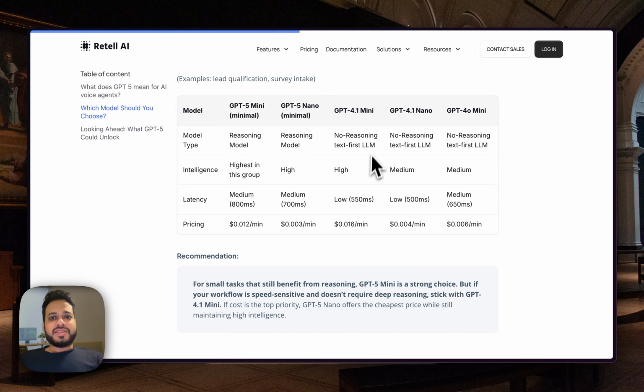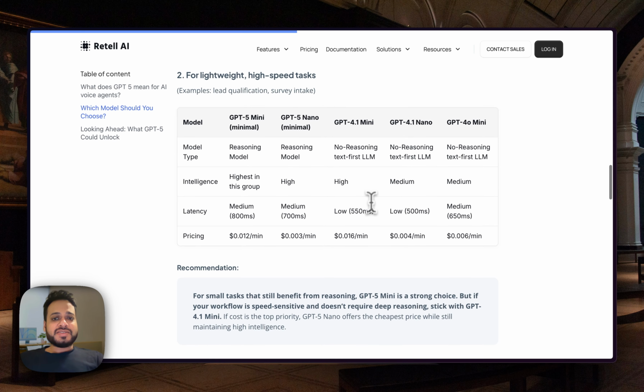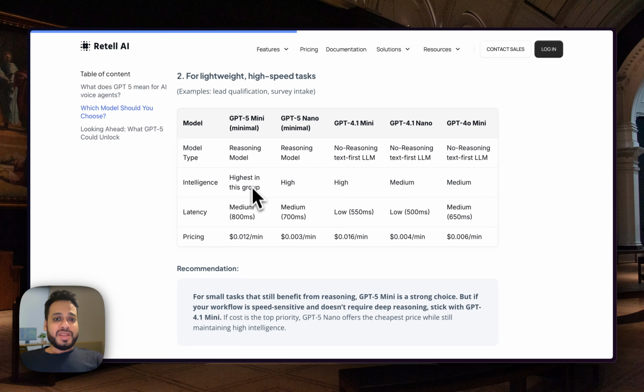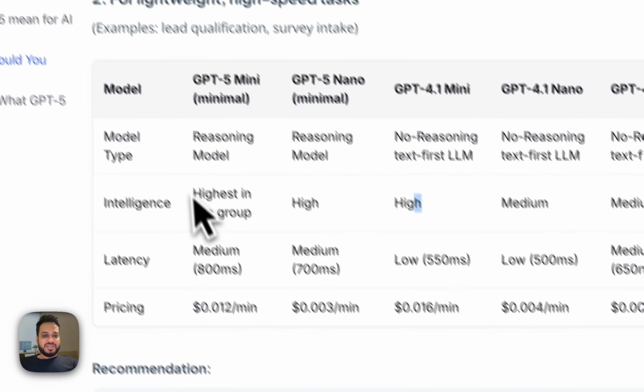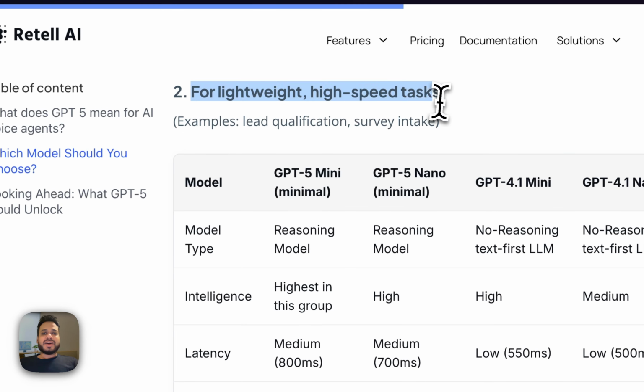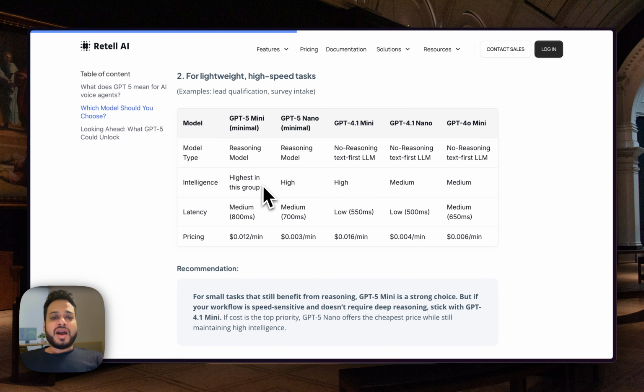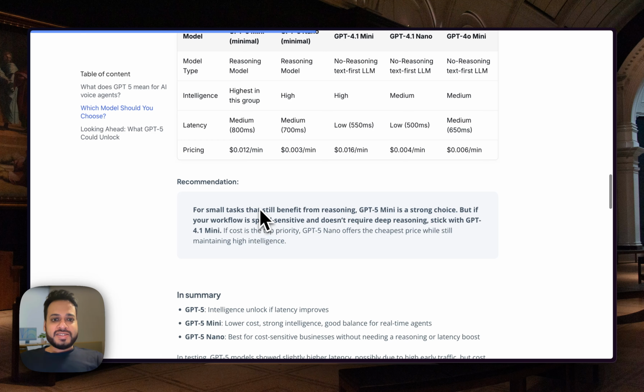Here as well, I think GPT 4.1 Mini is giving me lower latencies compared to 5.1 Mini with a high level of intelligence. And since these are lightweight tasks, they don't require a lot of reasoning effort, I don't think I have to deploy a very reasoning-heavy model inside these kinds of agents. So let's see what Retell says.